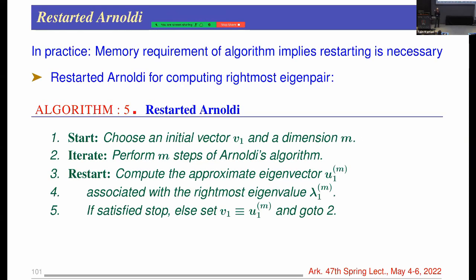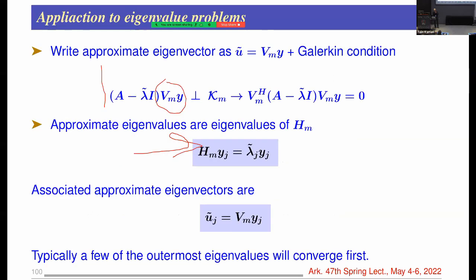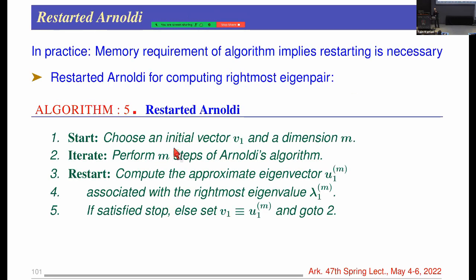The first thing you do is realize that this procedure here is not realistic if m goes to infinity. M cannot grow to infinity indefinitely, right? So you have to limit it. So you have to restart. And then the simplest thing you can do is this restart procedure, which you take at any time the new starting vector v1 to be the latest eigenvector you had.